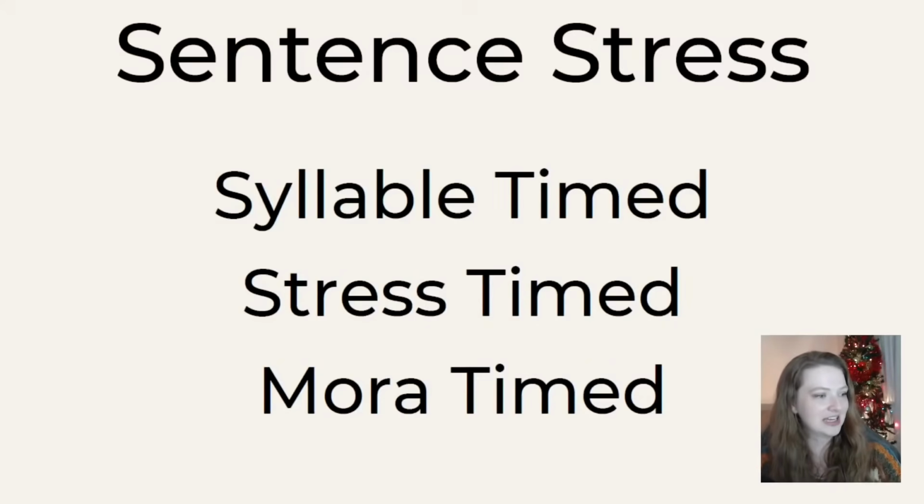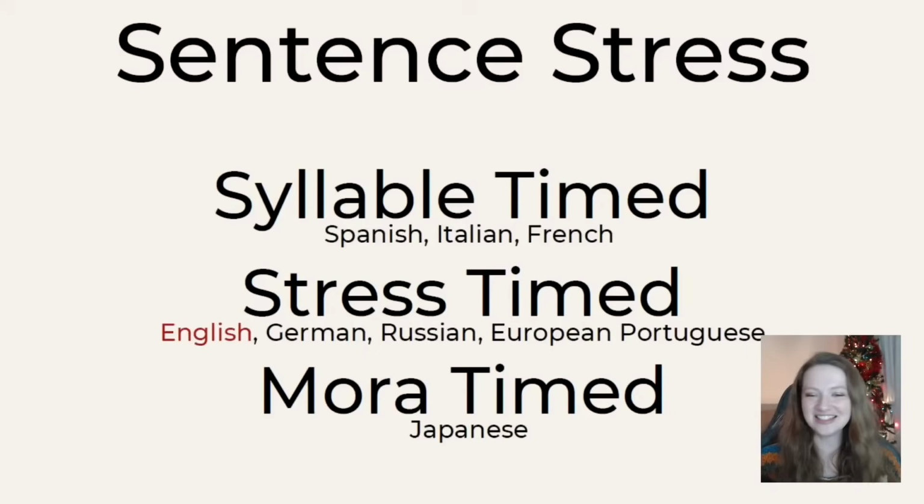English is stress, Spanish is syllable, and Japanese is mora. Yes, Atsuko! Very smart. So, yes. As Atsuko said, syllable-timed languages are ones like Spanish, Italian, and French. Some stress-timed languages, English is there. Not Japanese, German, Russian, and European Portuguese.